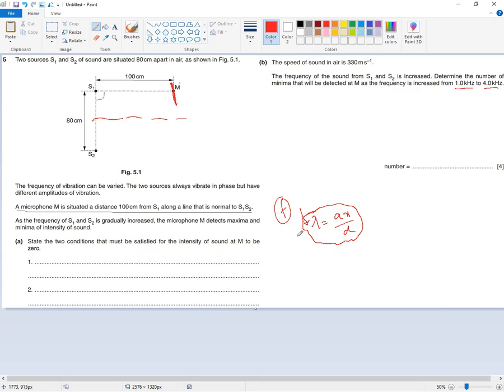But all of this, the typical way the formula works is that you have somehow 3 of this information available for a 4 variable equation, and you have to find out the 4th, and that pretty much does the job. This question is not of that type. The question that you are being asked, determine the number of minima that will be detected at M as the frequency is increased from 1 kilohertz to 4 kilohertz. This number cannot come out from any direct mathematical equation.